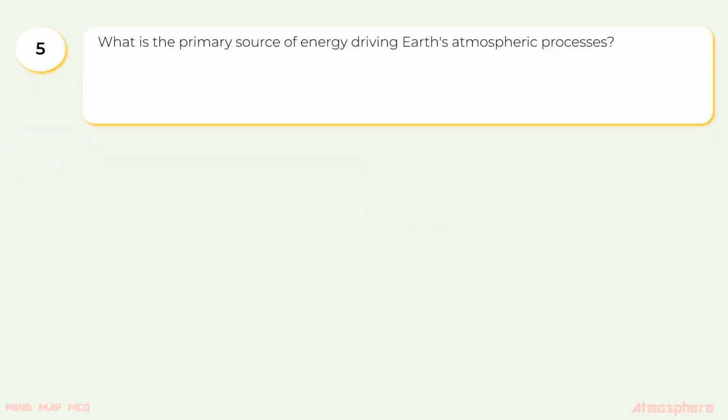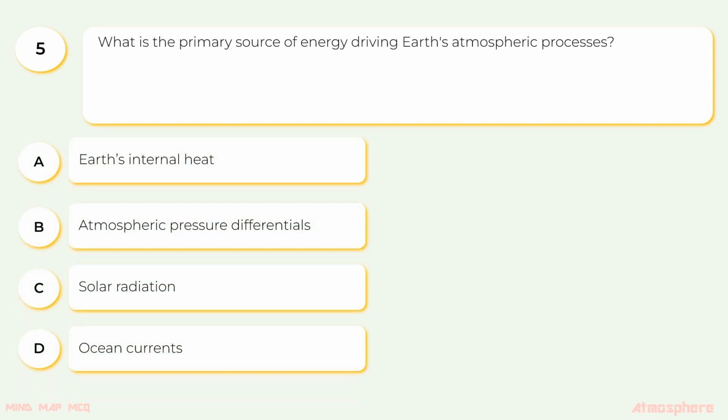5. What is the primary source of energy driving Earth's atmospheric processes? The options are A. Earth's internal heat, B. Atmospheric pressure differentials, C. Solar radiation, D. Ocean currents. The correct option is C.